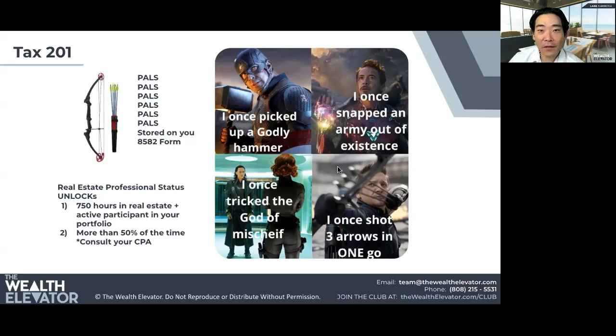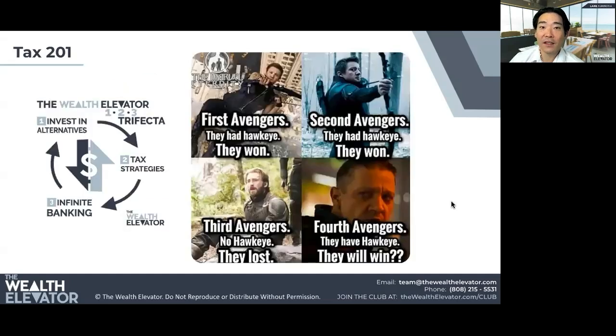This is extremely powerful. In the Marvel Avengers universe, everybody makes fun of Hawkeye with his bow and arrow set, but the bow and arrow is extremely powerful in our world in terms of taxes. And that's why it's one of the big parts of our trifecta, which is investing in alternatives. Alternatives give you passive losses, especially through real estate, through the depreciation. And then it unlocks all these other tax strategies, like driving down your adjusted gross income or simply offsetting your passive losses if you're not a real estate professional.